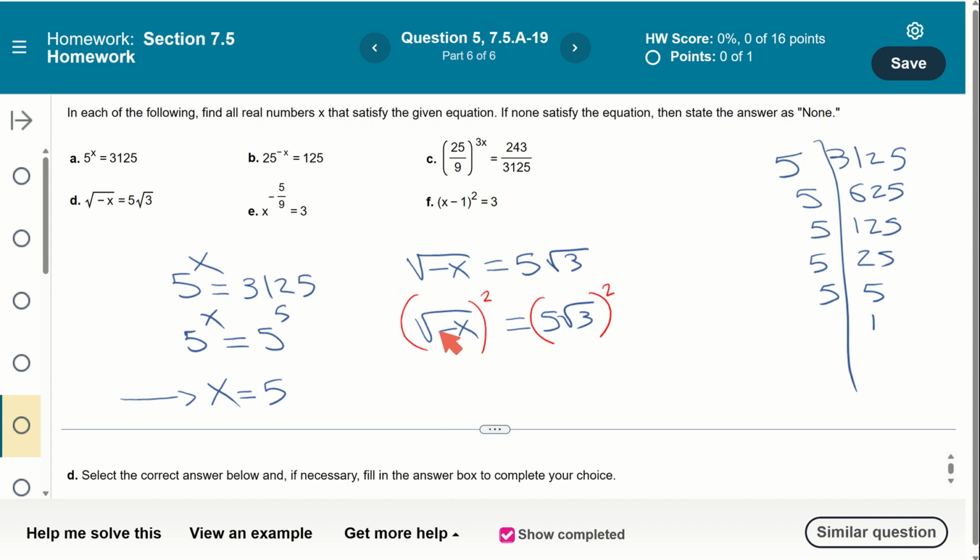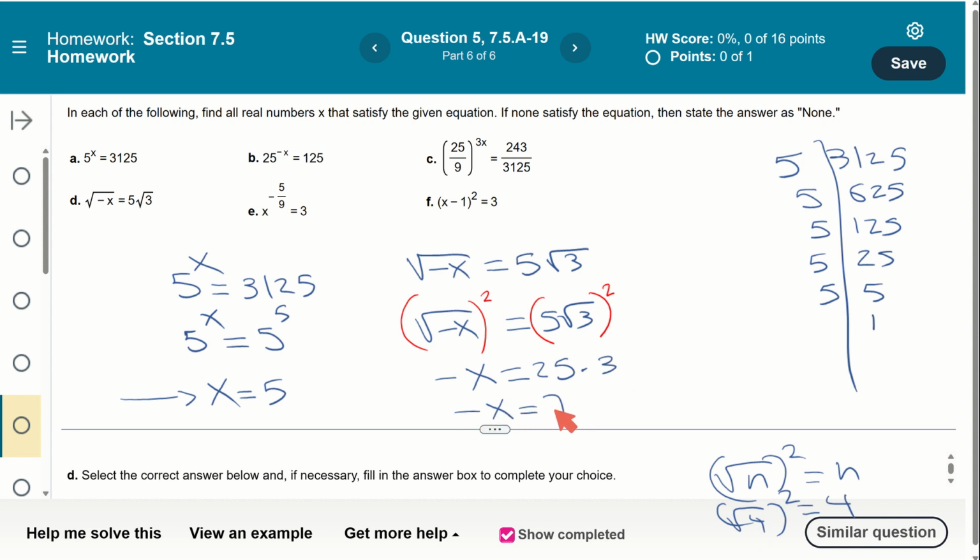So on this side, the square root of any expression squared is just itself. So I get negative x equals, on this side, 5 squared times the square root of 3 squared. So 25 times, what's the square root of 3 squared? You take the square root of any number and square it, you're going to get the number itself, right? What's the square root of 4 squared, for example? Well, that's 2 squared, so it's 4, right? So times 3, so I get negative x equals 75.